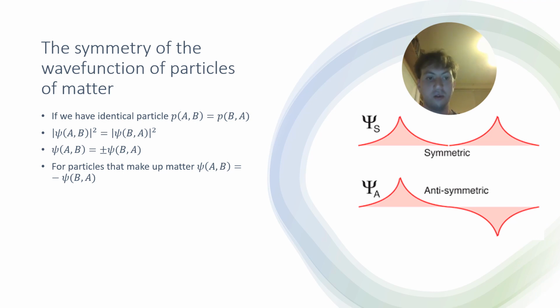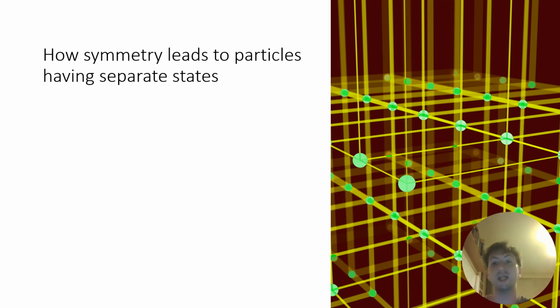So now we are going to move on to look at what this negative sign means in terms of physics. So now we've seen the anti-symmetry of the wave function of particles that make up physical matter. We're now going to have a look at the consequences of this and see how it leads to quantum particles that make up matter wanting to occupy different quantum states.